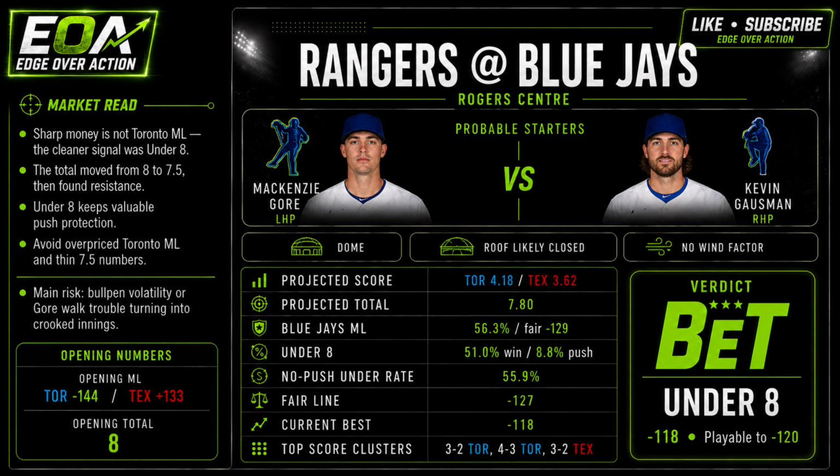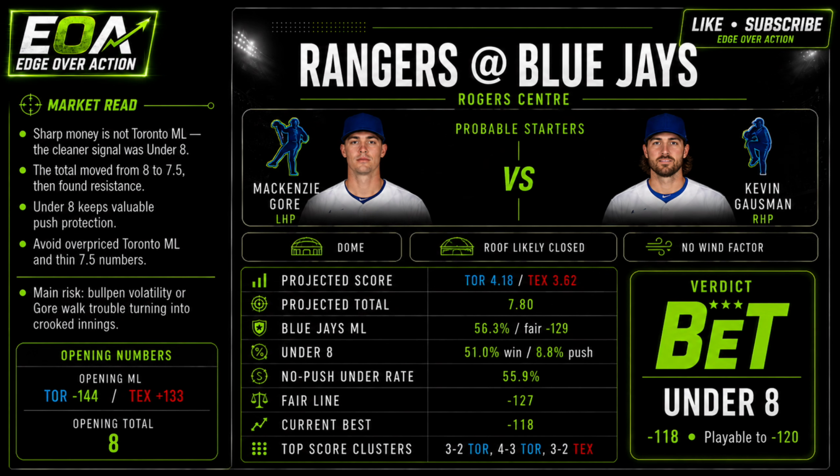Next game, Rangers at Blue Jays. The cleanest edge was not the Blue Jays money line. Toronto was too public and too expensive. The total was the key market clue. It opened at 8, got bet down to 7.5, and then saw buyback. That tells us 8 is the valuable number, while 7.5 is the resistance number.